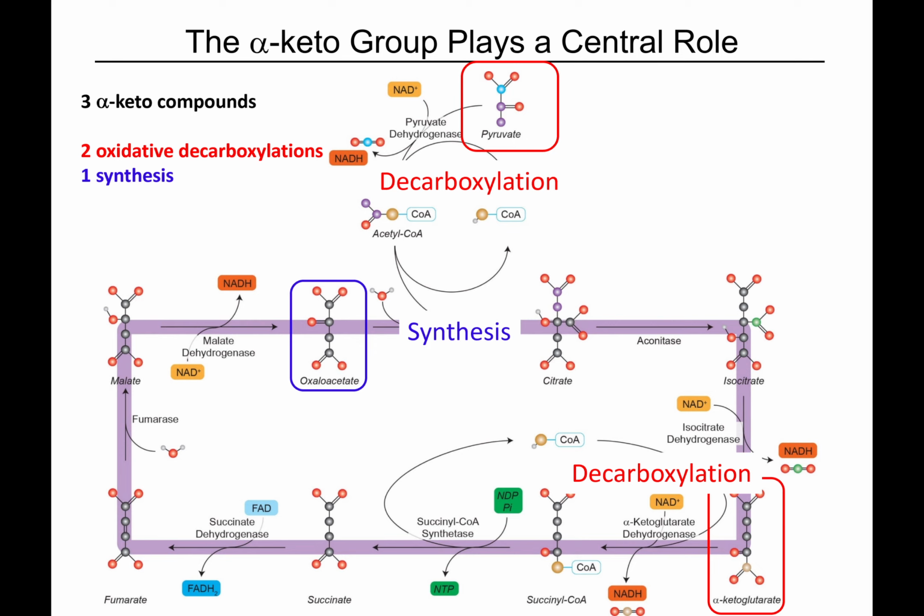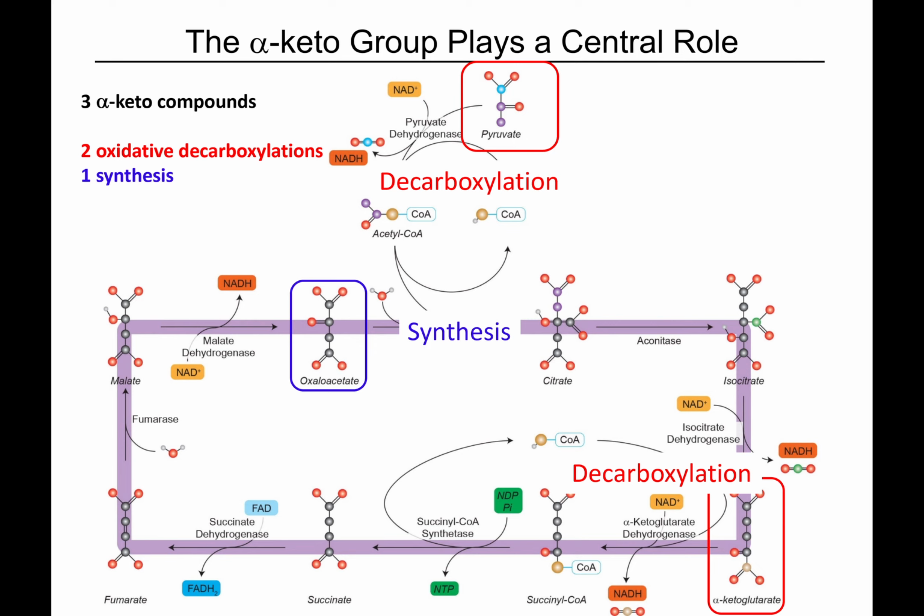The enzyme that catalyzes the oxidative decarboxylation of pyruvate is pyruvate dehydrogenase. The enzyme that does it for alpha-ketoglutarate is alpha-ketoglutarate dehydrogenase. The chemistry is identical, absolutely identical. The only difference is what hangs off of the alpha carbon. For pyruvate, it's a methyl group. For alpha-ketoglutarate, it's 3 other carbons. That's the only difference, okay?